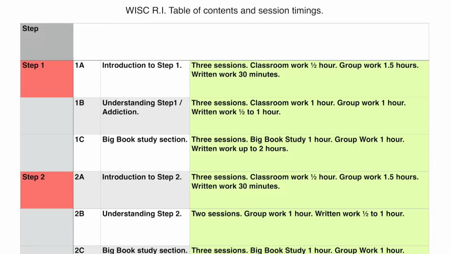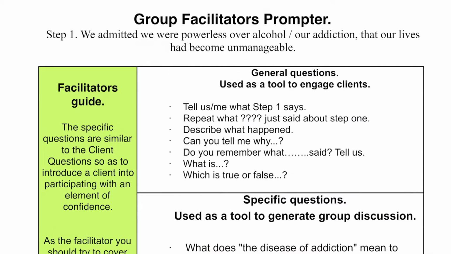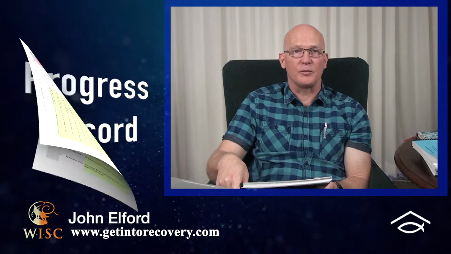There is classroom work, which in this particular session is about half an hour. There is group work, so I'd be using that group facilitator's prompter, which could be up to an hour and a half. And then there is written work, which, like I've said, your clients could do there in the classroom. They could take it away as homework. You can get them to do it with peers, or you could even fill it in for them. And that's our format for our session timings throughout our manuals, and you'll see by looking at the table of contents how simple that is to follow.